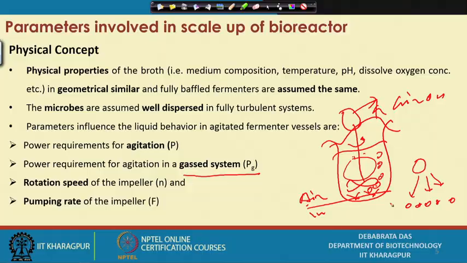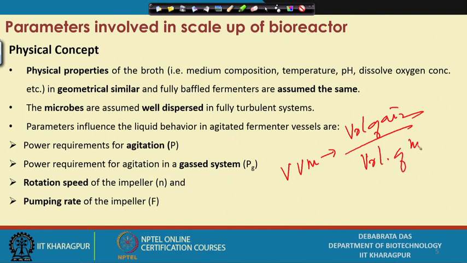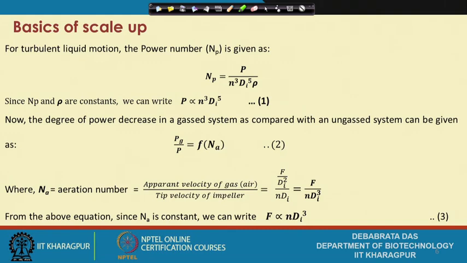Okay. Now there is this pumping rate, that is what you call the aeration rate, which is usually expressed as VVM. What is VVM? I told you, this is volume of air per volume of media per minute. Now, let us see how you can calculate the power requirement by the agitator.